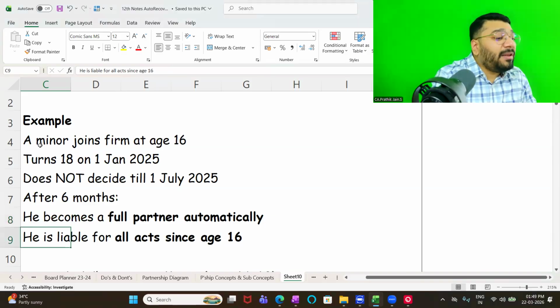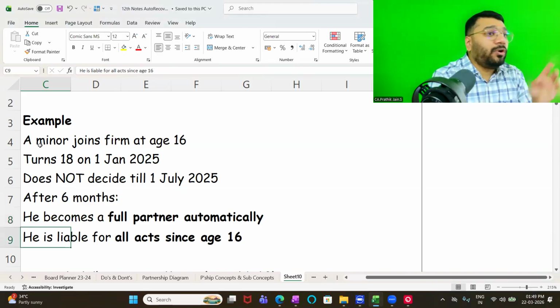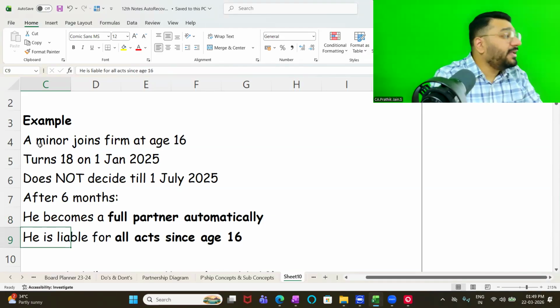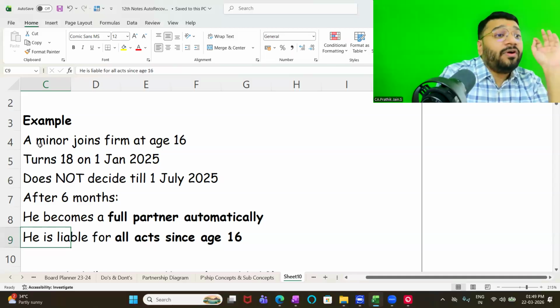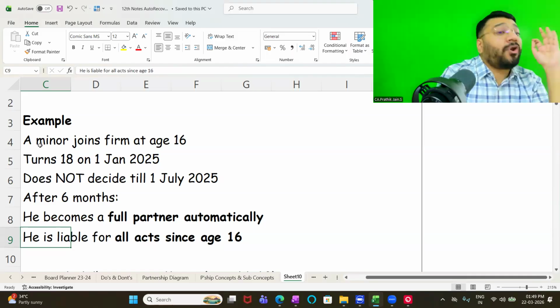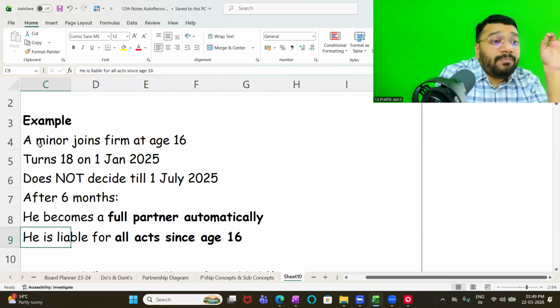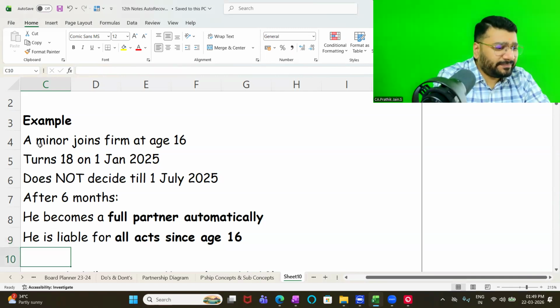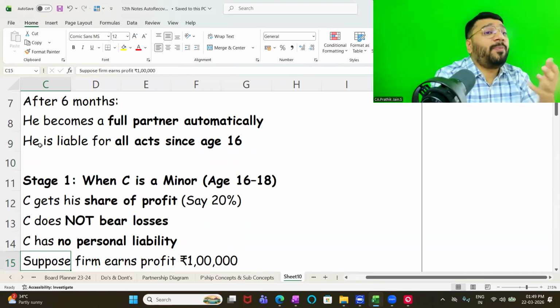Second, he is liable for all acts, not liability alone. For all the activity the firm has done, since the age of 16, the day he became the minor partner, from that date onwards, for all the activities done by the business, who will also be liable? Supreet also will be liable. Okay, not okay? Tell fast. Open your mouth and respond.